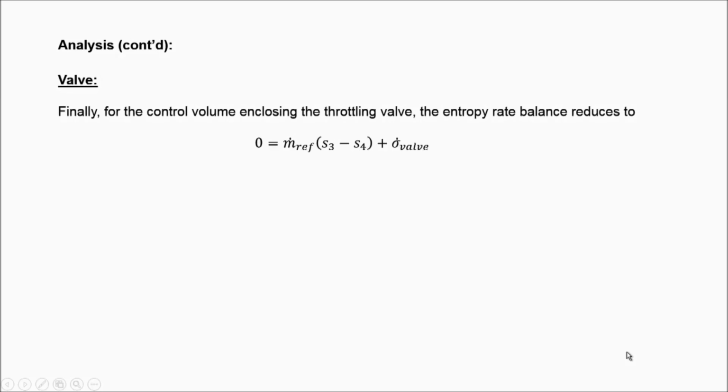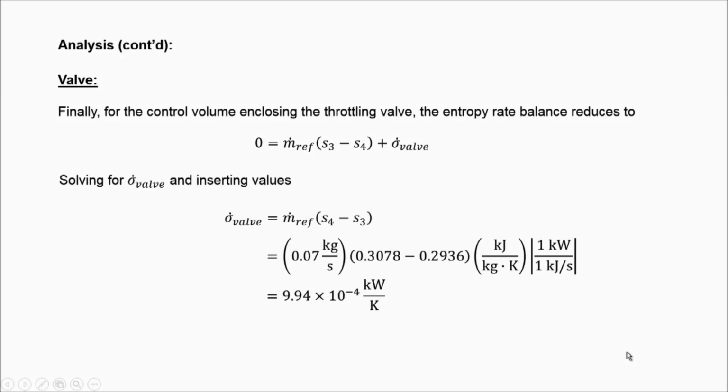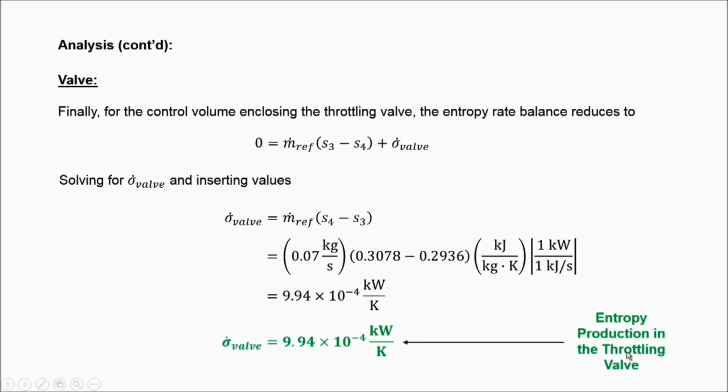Finally, for the control volume enclosing the throttling valve, the entropy rate balance reduces to 0 is equal to m dot refrigerant times S3 minus S4 plus sigma dot of the valve. Solving for the entropy production in the valve and substituting the numerical values, we get a value for the entropy production in a throttling valve of sigma dot valve is equal to 9.94 10 to the minus 4 kilowatt per Kelvin, which is the third answer we were seeking.